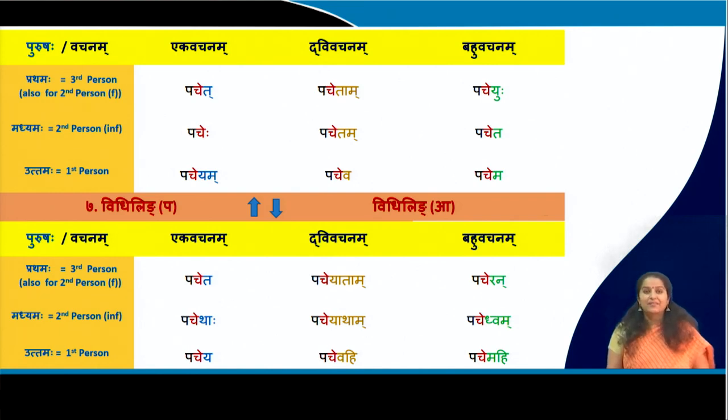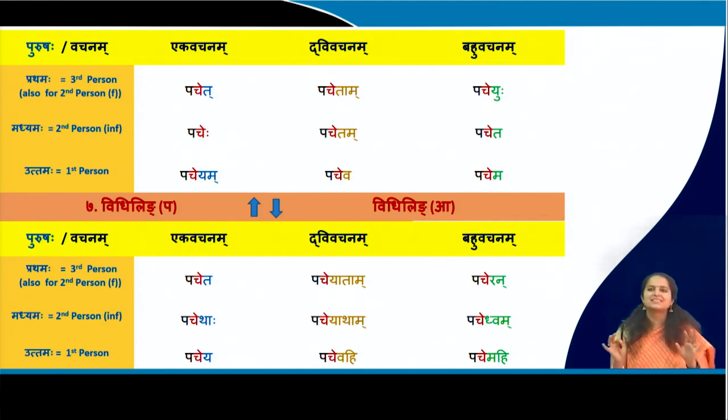In the seventh lakara, vidhi ling, there is pachet, pachetam. So again you find similarities here. So you see the tam tam ta again appearing in the middle like that, and pacheva and pachema. And you see the bhutakalam form here becomes pacheyam. So there's a ya that enters into that, but otherwise it's pachet and then pacheyuhu. There it was apachan. Here pacheyuhu.